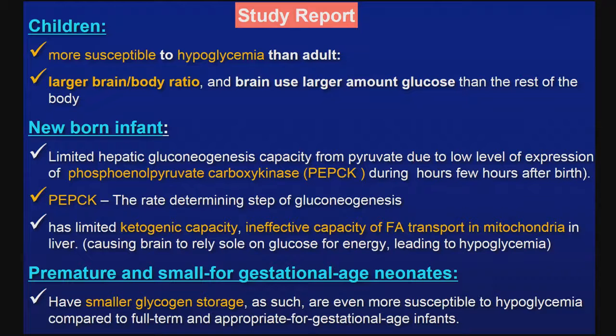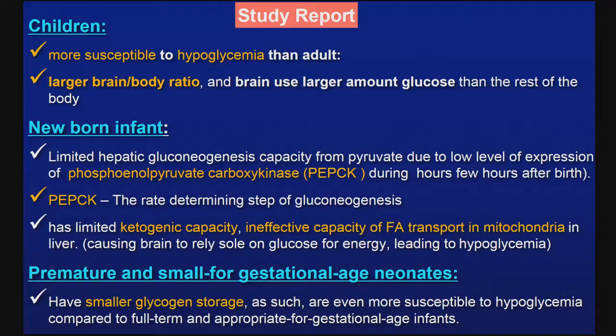But one thing you have to remember is that children in general have a susceptibility to hypoglycemia, and the reason is quite simple. They have a large brain-to-body ratio, and the brain utilizes a lot of glucose. Because of the larger brain-to-body ratio, they quickly use up all the glucose around, so they are prone to hypoglycemia.